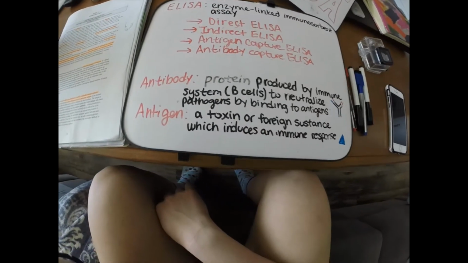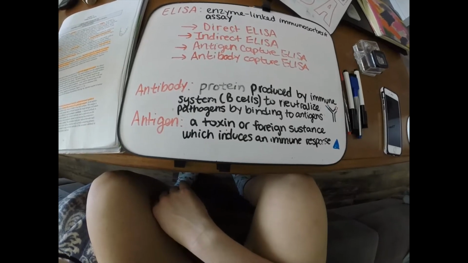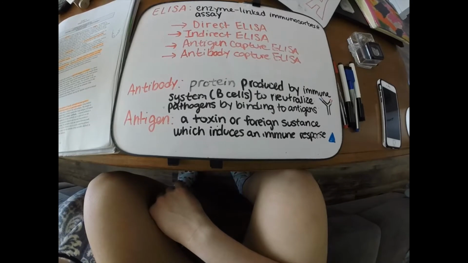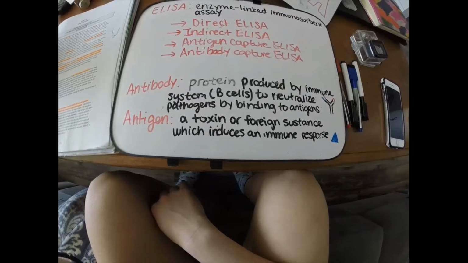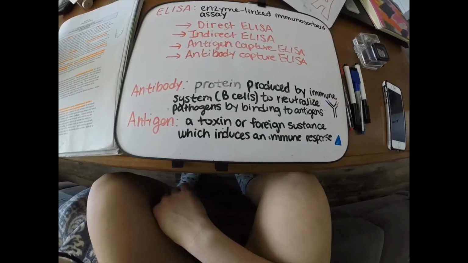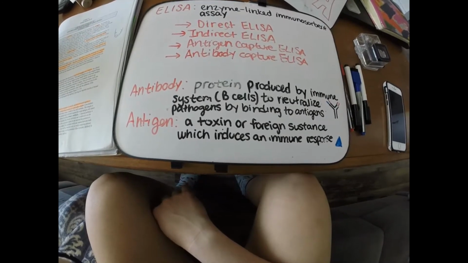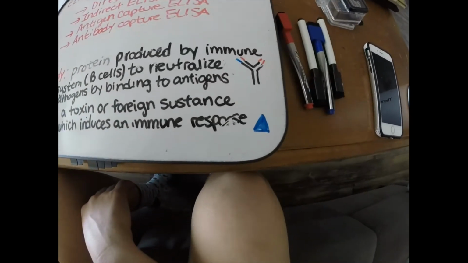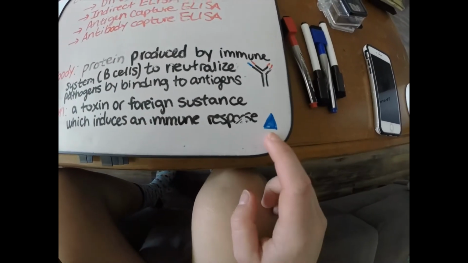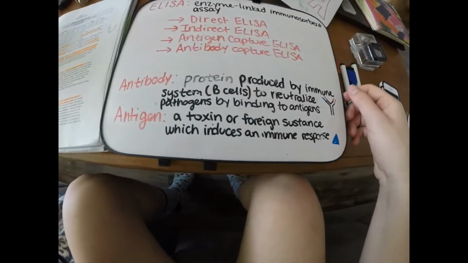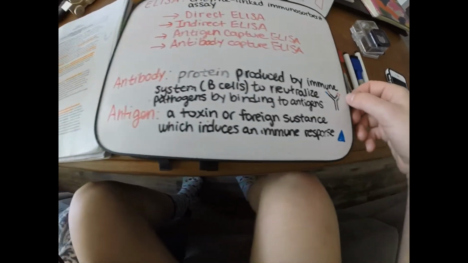So what is an antigen? An antigen is a toxin or a foreign substance which induces an immune response. Now this could be bacteria, a virus, or a toxin that's produced by a bacteria or a virus. And I'm going to be drawing those, and they're going to be depicted by this blue little triangle here. So if you see one of those, that's an antigen.